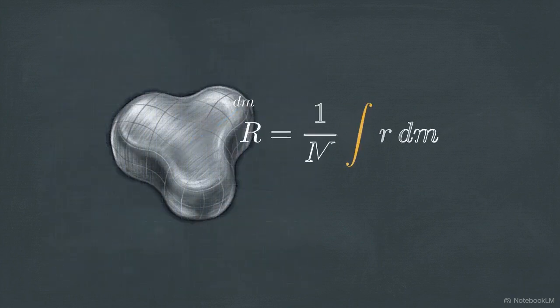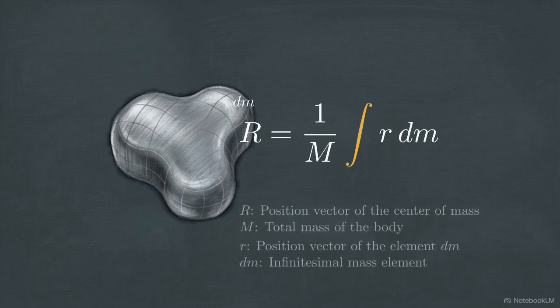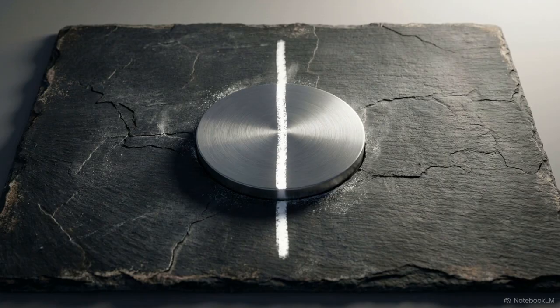This provides the calculus definition of the center of mass, where the position vectors are integrated over all mass elements, dm, across the entire body. While these integrals can be complex, we can often determine the center of mass using a shortcut called reflection symmetry.